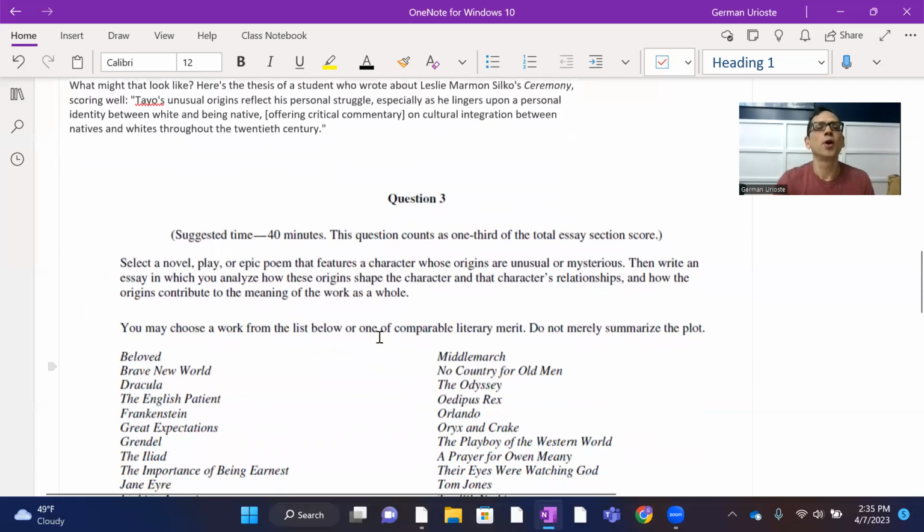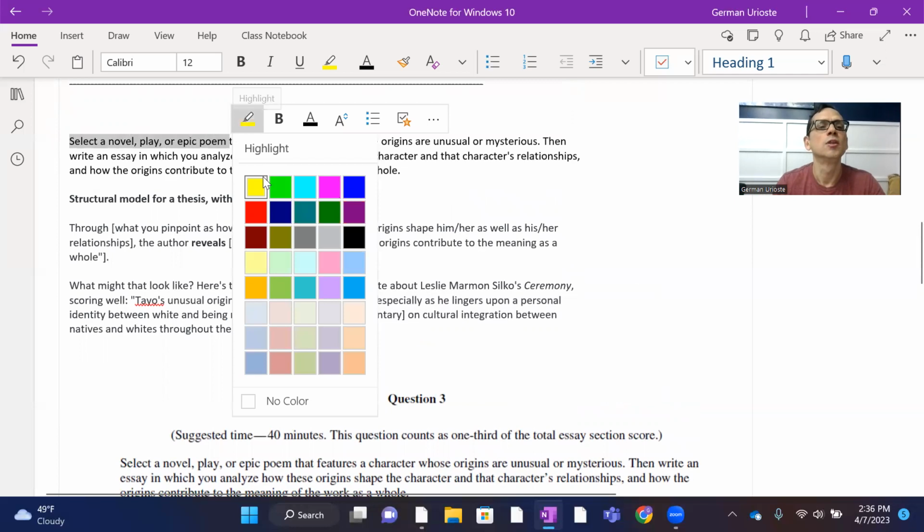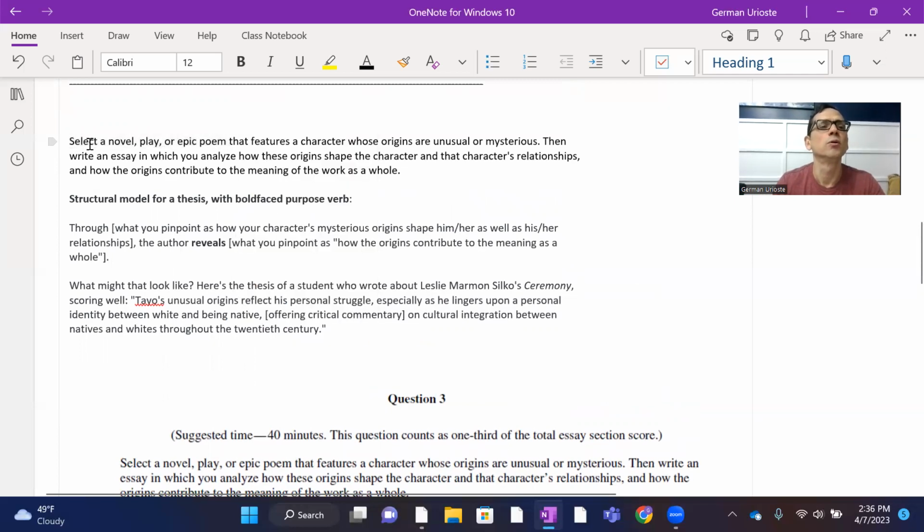Let's break this prompt down now, as we've done before, right? It says, select a novel, play, or epic poem. And notice again, they're laying out the genre of what you want to do, right? And I'll just reemphasize one more time. Don't do a short story. Don't do a memoir. That's nonfiction, right? It's a novel, play, or epic poem. So novels or plays are probably the things to look at, or just novels, right, if you like novels. That features a character whose origins are unusual or mysterious. Then write an essay in which you analyze how these origins shape the character and the character's relationships, and how the origins contribute to the meaning of the work as a whole.